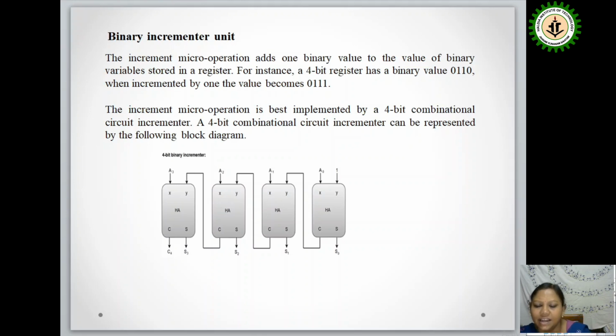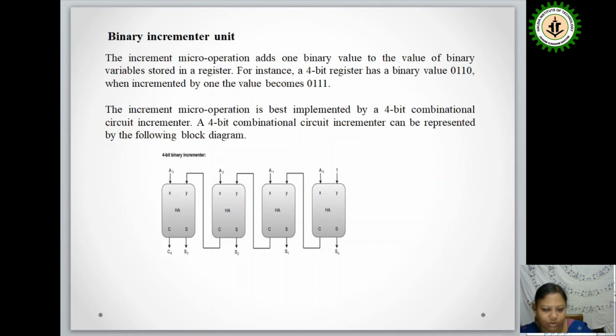So here is the diagram, and a half adder circuit is required here. The increment micro operation adds two binary values. Suppose here I again consider 4-bit register values, or 4-bit binary values, say 0, 1, 1, 0. If it passes through the incremental circuit, it returns the value added with 1. So it returns 0, 1, 1, 1.